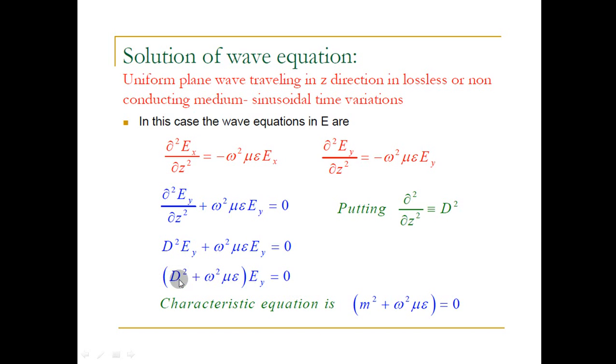This can be rewritten as a characteristic equation, where we put m in place of d: m square plus omega square mu epsilon is equal to 0. This is the characteristic equation of the wave traveling in the z direction.